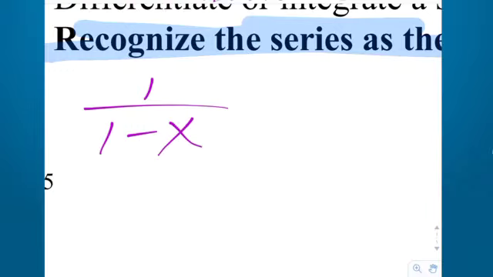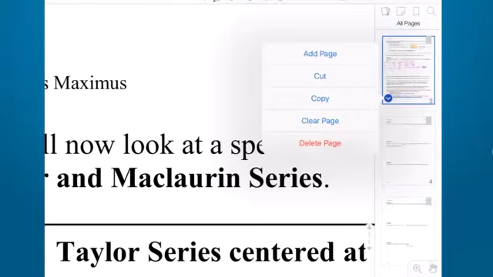What does this line tell us to do right here if you lean in? This horizontal line means divide. So this says 1 divided by 1 minus x. Well, let's see what that looks like. I'm going to add a page here. Add a page.